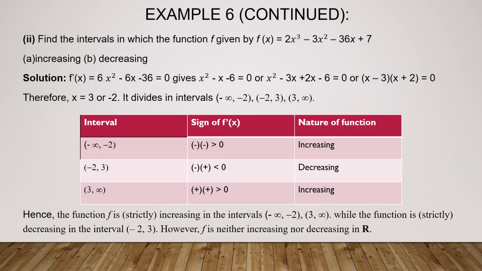Second interval is minus 2 to 3. Correct? So over here also you can take any value in between this. Suppose I take, say, 1. So 1 minus 3 is negative, 1 plus 2 is positive. So it is negative into positive, which is less than 0. So your function is decreasing over here.